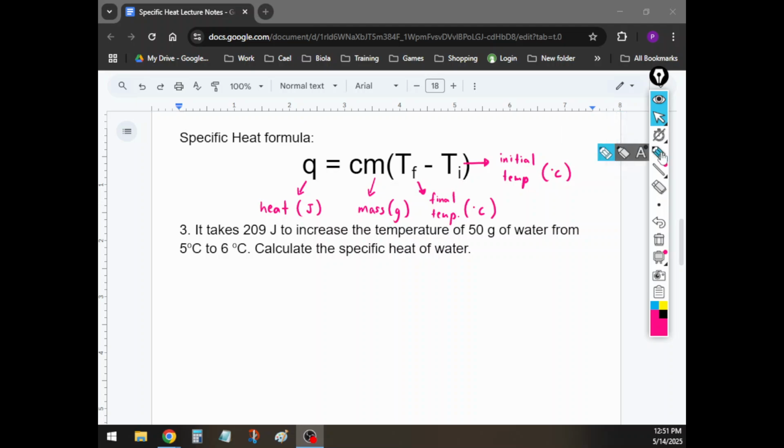Okay, guys, let's talk about the one that we didn't talk about, the new one, C. So C is specific heat. This is the amount of energy you need in order to heat up an object, right?